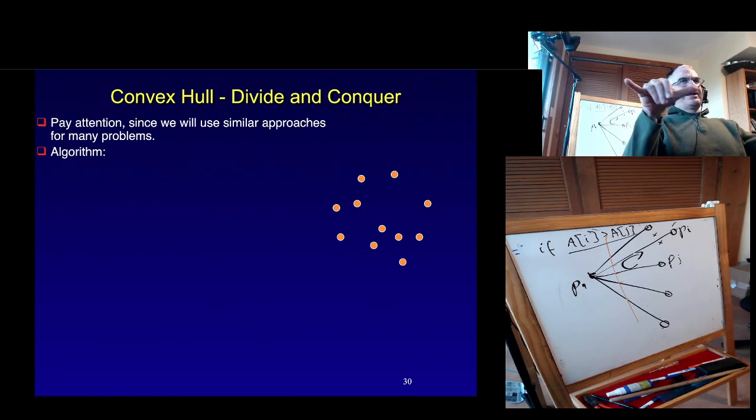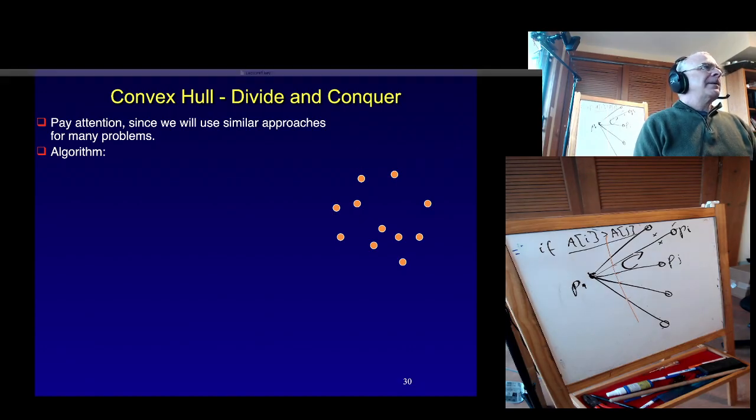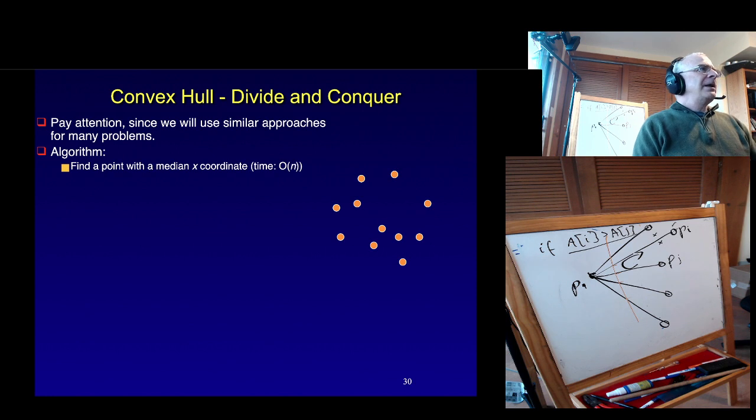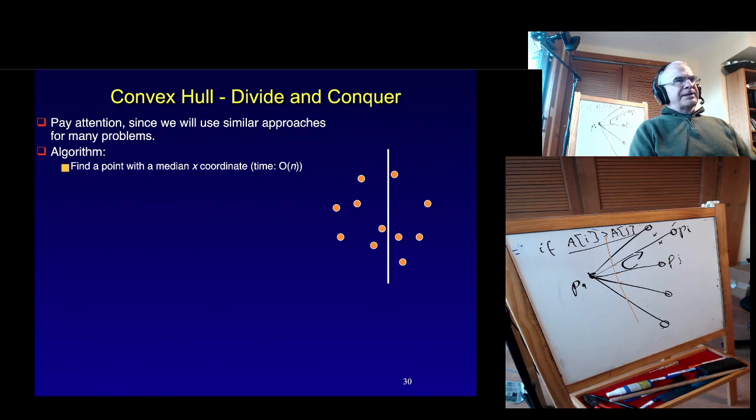I have a big array of numbers to sort, so I'll split it into two smaller arrays, sort each one recursively, and now I need to merge my two solutions into one big solution. So the algorithm right here will say: find the median x coordinate. Find the median, not the leftmost, not the second leftmost, not the nth leftmost, which is the rightmost point. Find the median point. That is a point such that half of the numbers are to its left, half of the numbers are to its right.